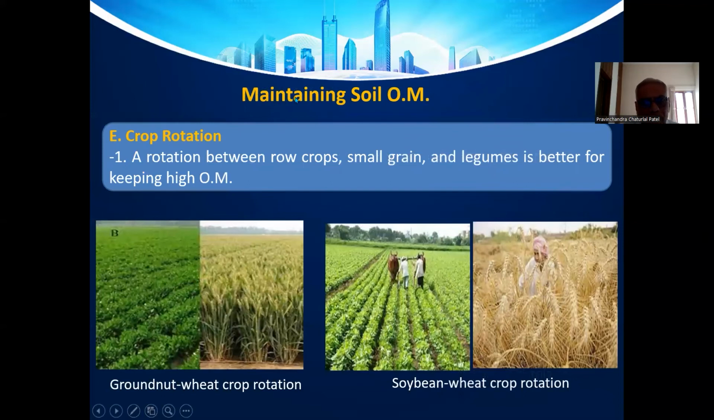Then crop rotation, maintaining soil organic matter. So it is an important one. A rotation between row crops, small grain and legume is better for keeping high organic matter. We know that legumes fix atmospheric nitrogen and thereby add it to the soil, and there will be less requirement of chemical fertilizer. So groundnut-wheat crop rotation, where groundnut is a legume oilseed crop. Then soybean-wheat crop rotation, so soybean is a legume crop.